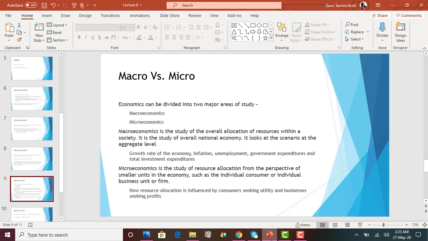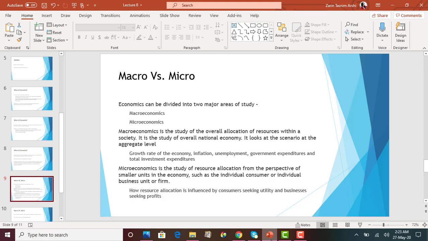Now economics can be divided into two areas. Okay, one is called microeconomics and one is called macroeconomics. Now this class is all about macroeconomics. Okay, there's another class which you probably will have to take, and I also teach that class. It's called microeconomics.